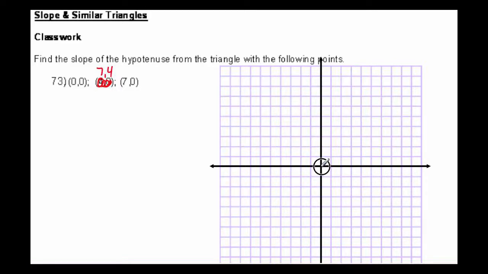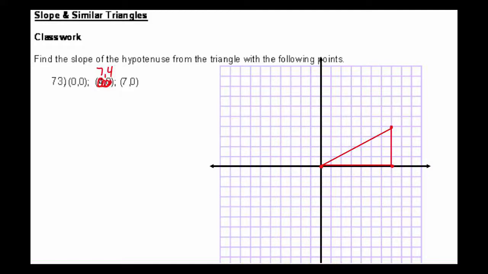So let's plot the points. I have 1 at the origin. Then I go over 7 and up 4. And then over 7 up 0. Okay, let's go ahead and connect those. And you can see that we make a right triangle.